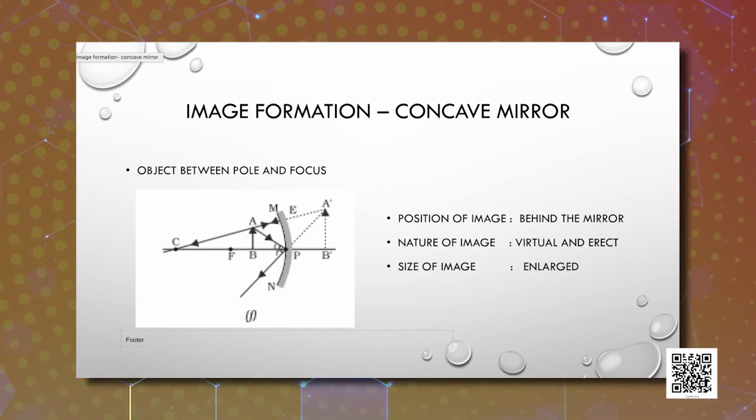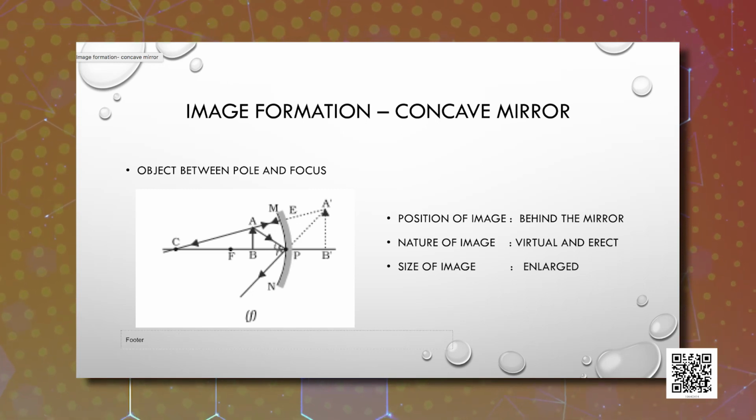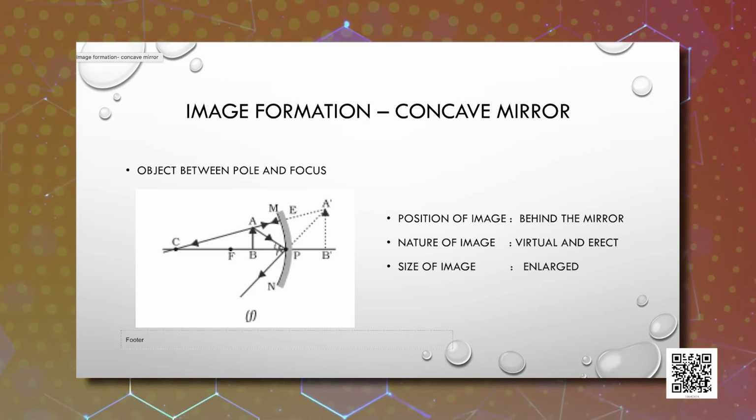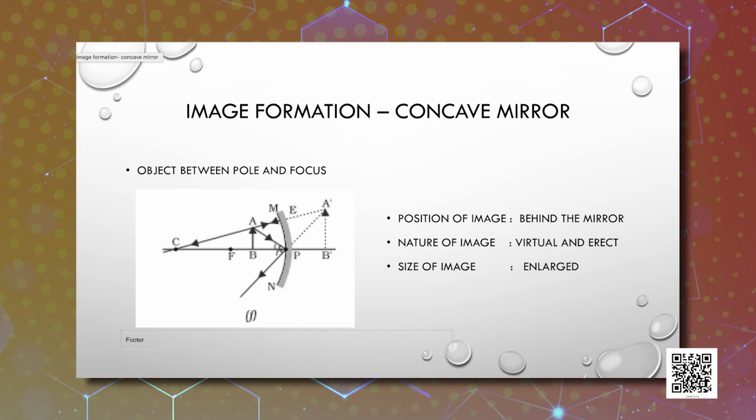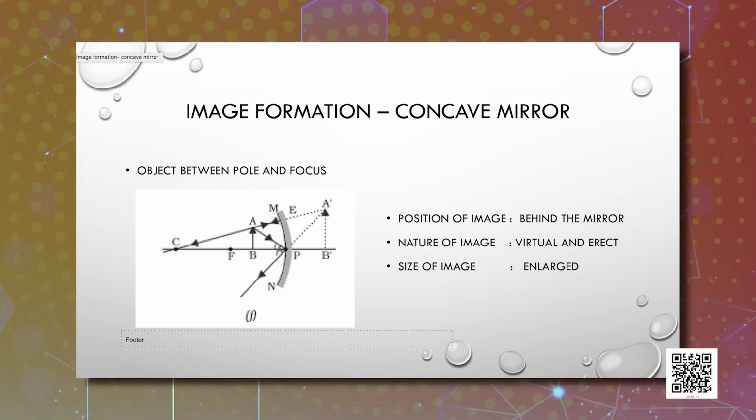Now we will consider the object to be placed at the focus of the concave mirror. We will consider the first ray starting from the object to be parallel to the principal axis. After reflection, it will pass through the focus of the mirror. The other ray could be chosen to be the ray which is passing through the center of curvature of the mirror. This ray will simply retrace its path.